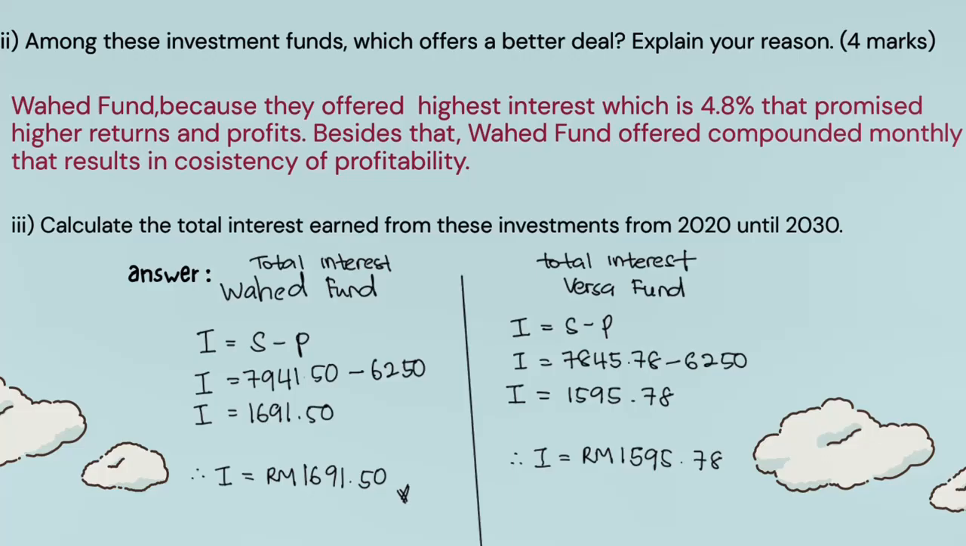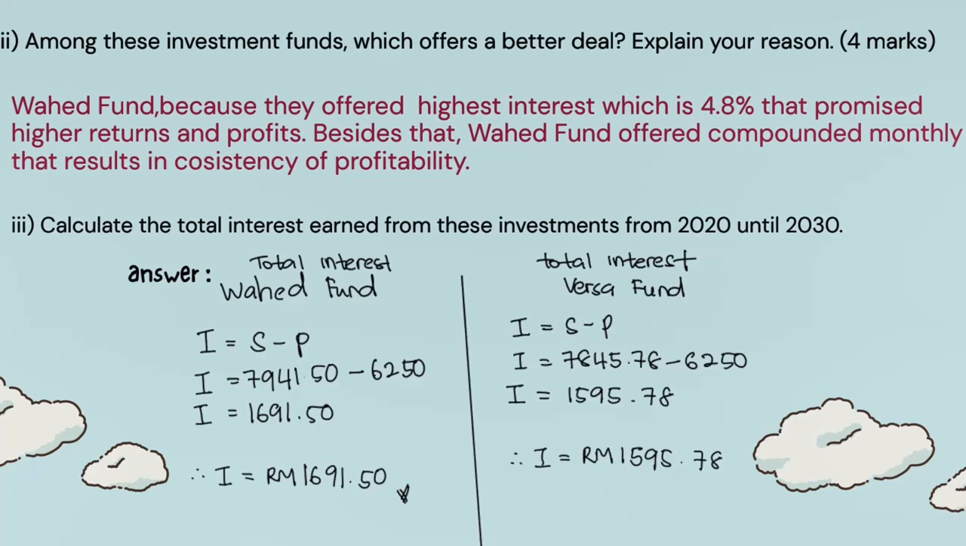Next is question 1B2. Among these investment funds, which offers a better deal? Explain your reason. So the answer is Wahed Fund, because they offered the highest interest, which is 4.8%, that promises higher returns and profits. Besides that, Wahed Fund offered compounded monthly that results in consistency of profitability.